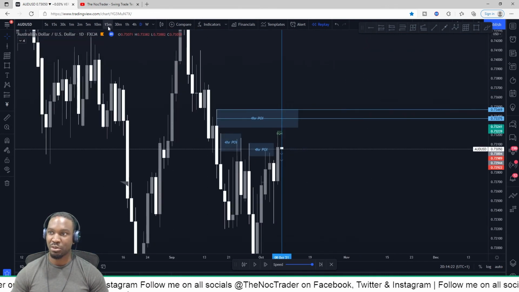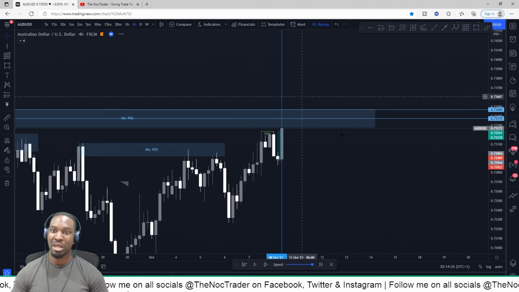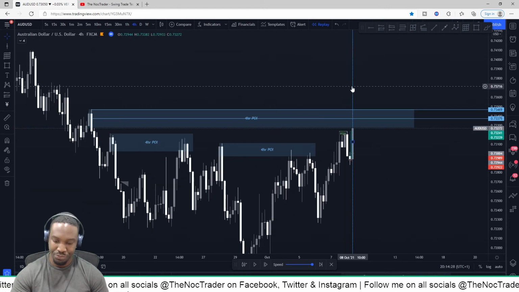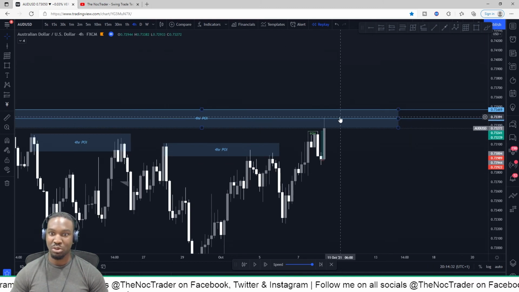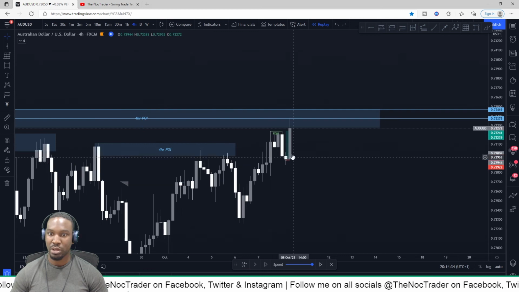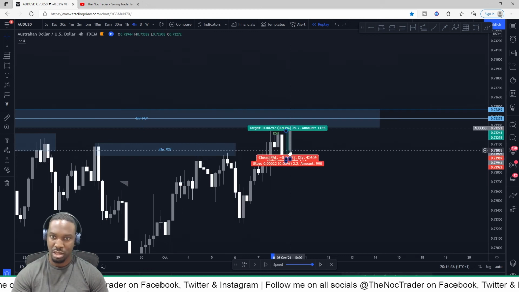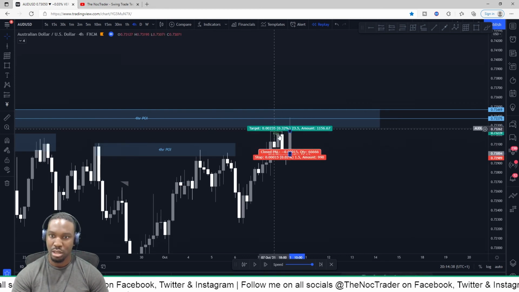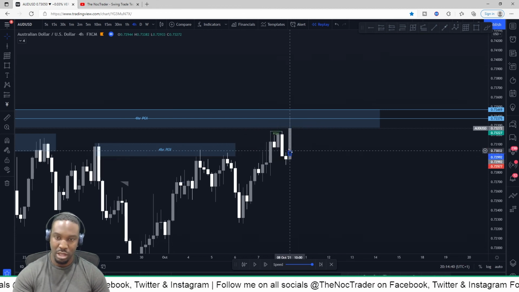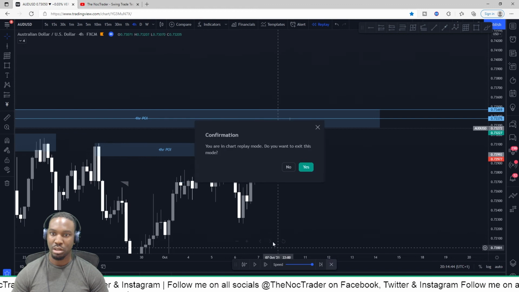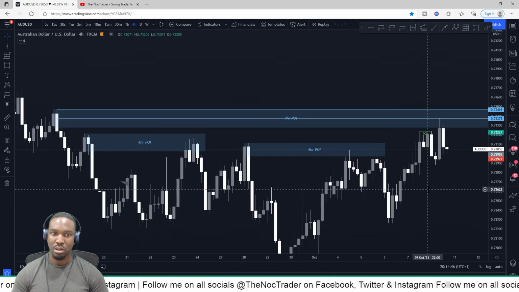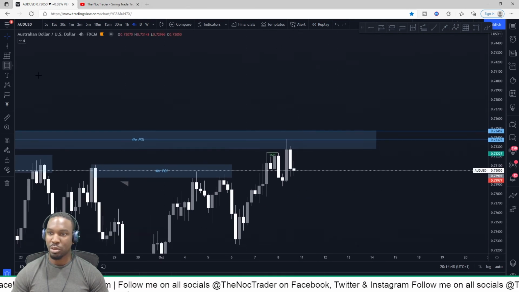I think that especially with AUDUSD, now that it's respected that 4-hour order block, my next theory is that I believe price will eventually retest this order block. It'll do one or two things. Let me clear this. Let me clear that. Price will do one or two things.